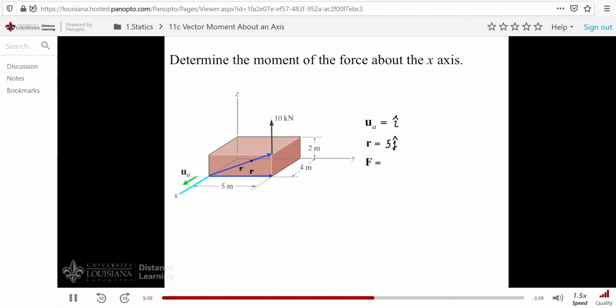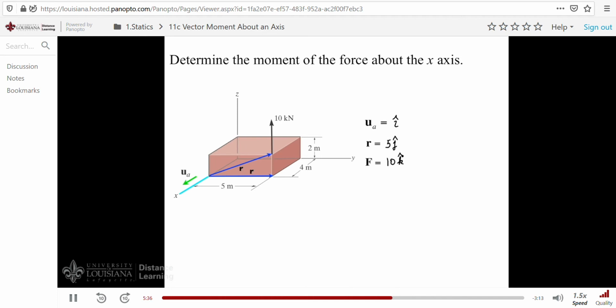It's also possible to use one going from here to here. That has 3 components, though. Notice it comes from a point on the axis to a point on the line of action of the force. And finally, we can also use one going from here to here. That has 2 components. So the simplest one is our 5j. Finally, we need our force as a Cartesian vector, and that's simply 10k.